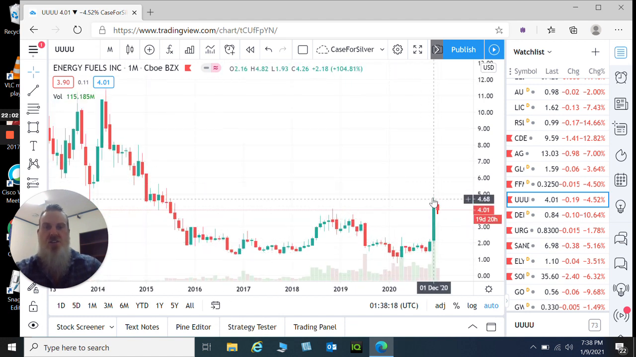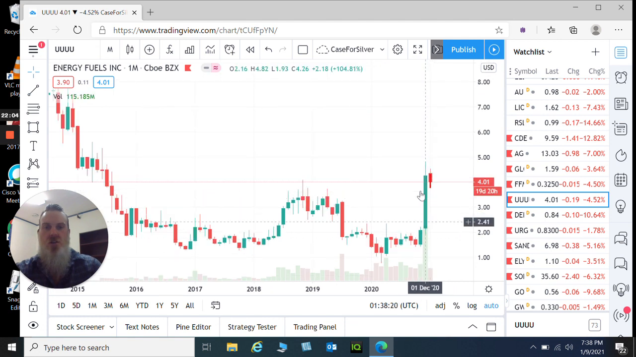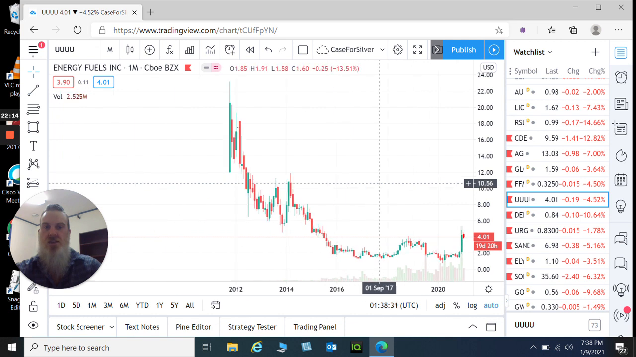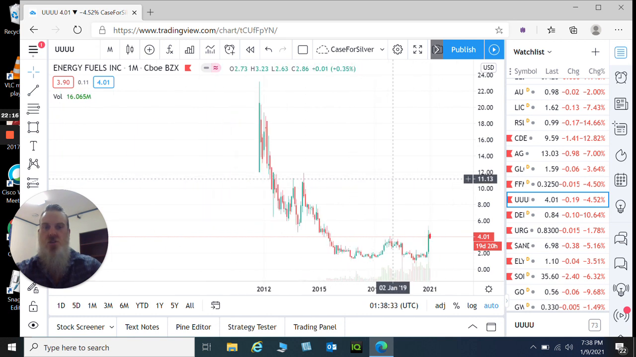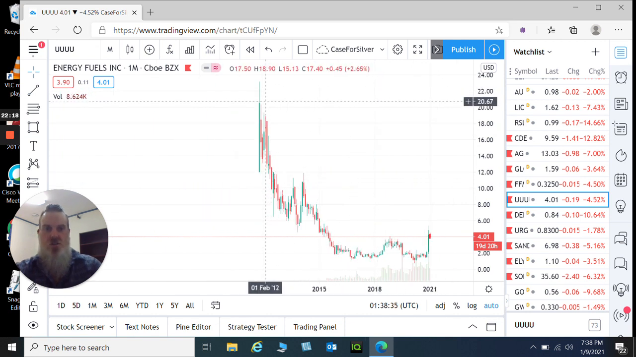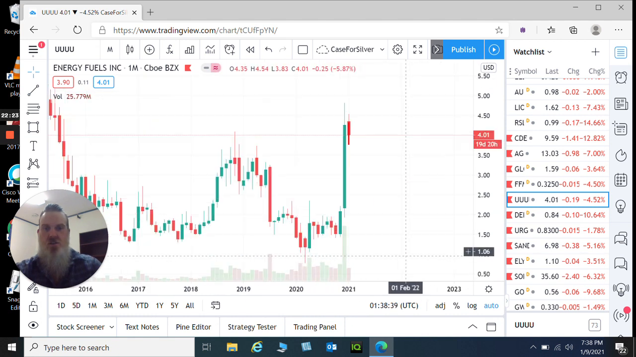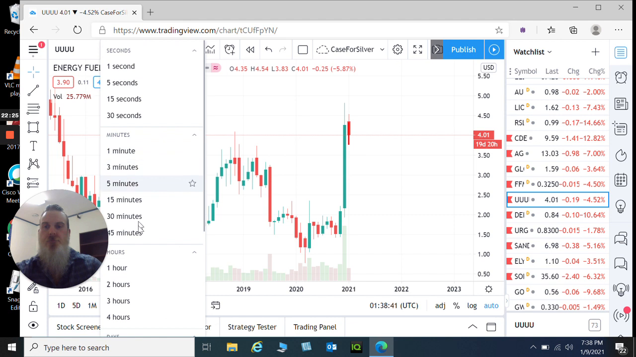Again, it's the same story as the other one, right? Okay, we shoot up, a little consolidation up here, right on previous resistance, right? If we look back, I mean, this thing has a lot of potential. I like the bottoming pattern. I love the volume over here. Let's go on the daily.